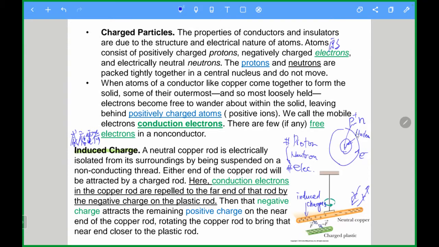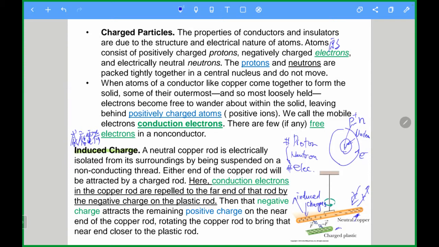The reason, as I just mentioned, is that the nuclei are positive charge and they are not free to move. They just oscillate within the lattice. So when you place the negatively charged plastic rod close to the copper rod, the free electrons will be repelled by the plastic rod. The negative charge cannot go outside, so it can only go to the other side, repelled by this rod.